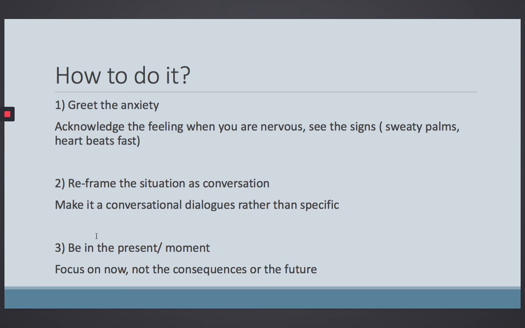Number three, be in the present, in the moment. Focus on now, not the consequences or the future. This is very important as well. Don't think too much about failing the presentation. Don't think too much about what I'm going to say. Don't think too much about the marks I'm going to give. Don't think too much about what your friends are going to say about your presentation. That is something that you cannot control.